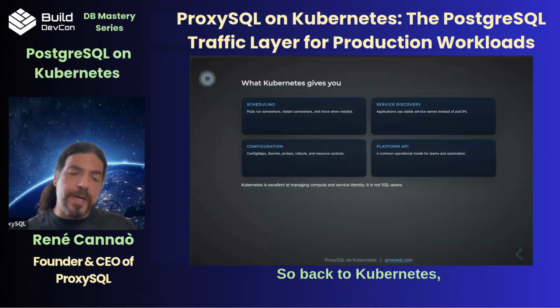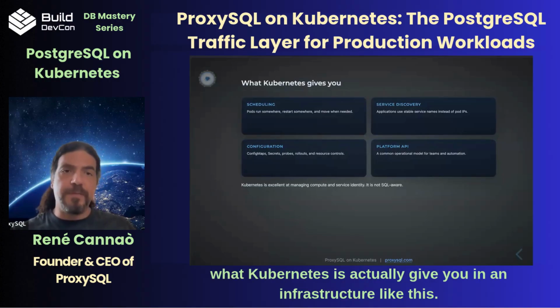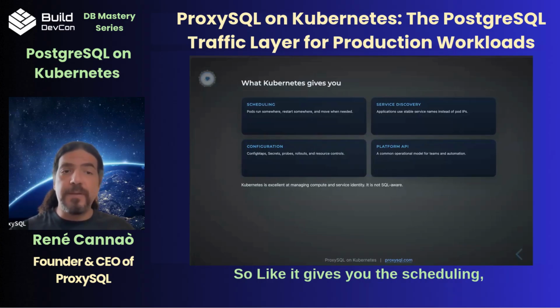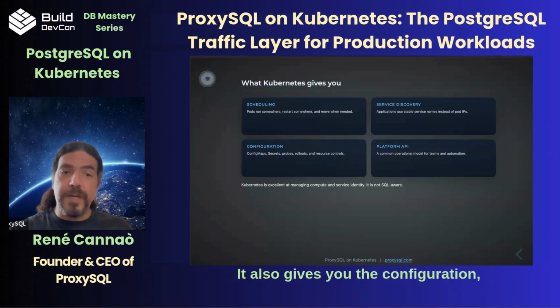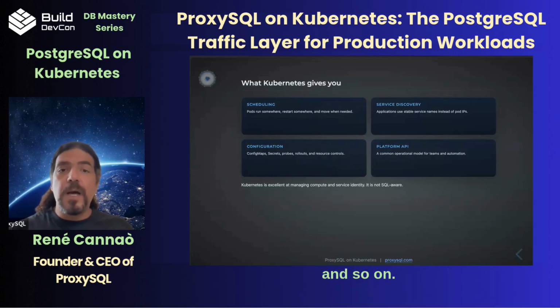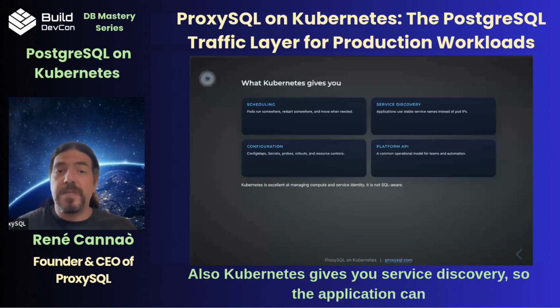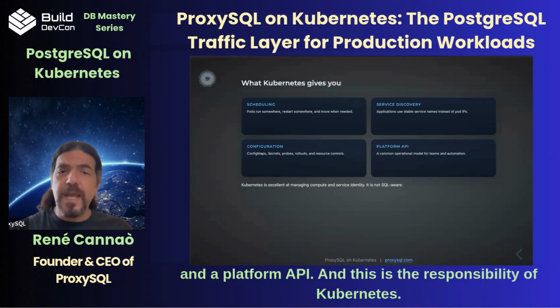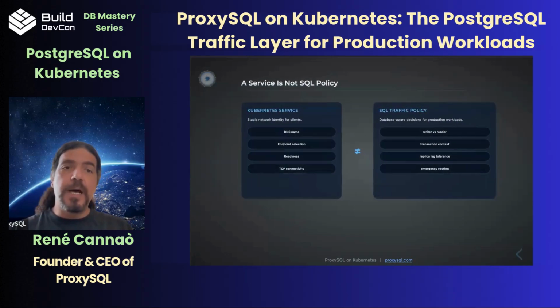So back to Kubernetes, what does Kubernetes actually give you in an infrastructure like this? Kubernetes gives you various features. It gives you scheduling, so it manages the life cycle of the pods. It also gives you configuration, so you can have ConfigMaps, secrets, and so on. Kubernetes also gives you service discovery, so the application can understand where the various services are within the deployment, and a platform API. This is the responsibility of Kubernetes.